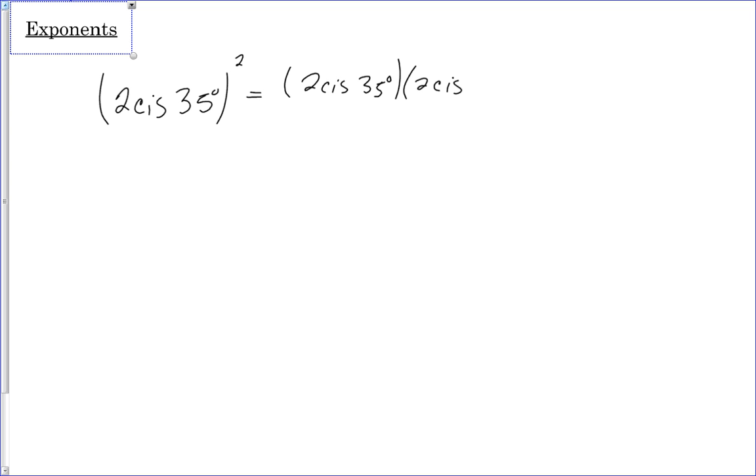So if we wanted to take 2 CIS 35 degrees and we wanted to square it, what exactly would we do? Well, we know that this is the same as writing 2 CIS of 35 degrees times 2 CIS of 35 degrees. We just went over multiplication of complex numbers in polar form. So we know that you multiply the r's together, CIS, and then you add the angles together.